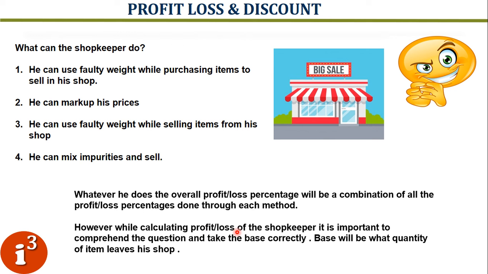One thing you must remember, that while calculating profit or loss of the shopkeeper, it is important to comprehend the question and take the base correctly. What will be the base? Base means when the shopkeeper is selling, the base will be what amount is leaving his shop. Like this, when he was giving 900 gram, claiming it to be 1000 gram, how much amount was leaving his shop? Amount leaving his shop was 900 gram. So the base is 900 grams. So you have to remember that the base will be the quantity of item that leaves his shop. Now we will solve a few of the problems and everything will be clear.